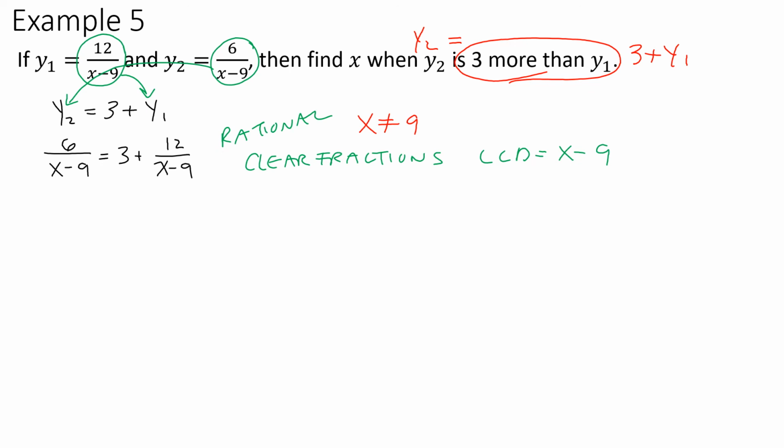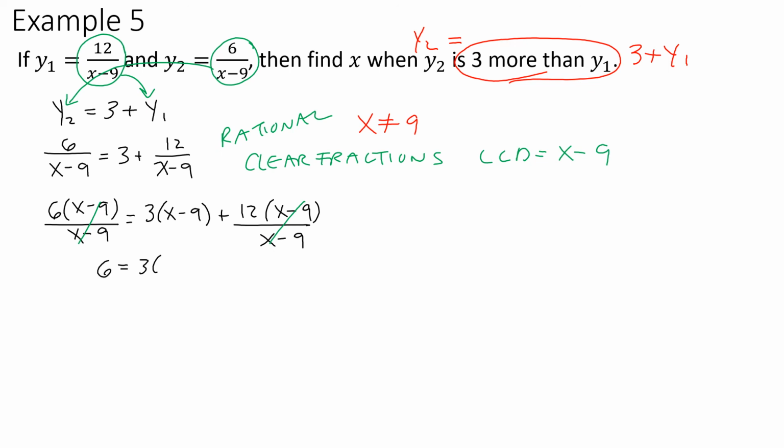So I'm going to put the quantity x minus 9 in all the numerators. So I have 6 times the quantity x minus 9 divided by the quantity x minus 9 equals 3 times the quantity x minus 9 plus 12 times the quantity x minus 9 divided by the quantity x minus 9, which is a lot of work, except this cleans up really nicely. The denominators all cancel out, leaving me with 6 equals 3 times the quantity x minus 9 plus 12, which is a much more straightforward equation to solve for x than the original, except they're not the same.